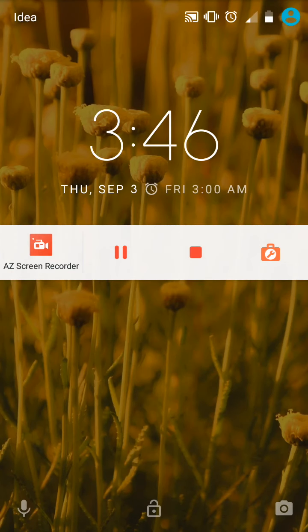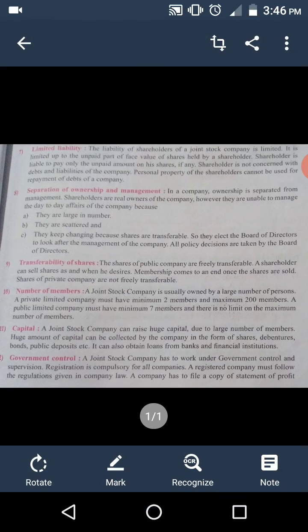So a joint stock company can collect a huge amount of capital from a large number of members through different sources because its requirement of capital is also large.